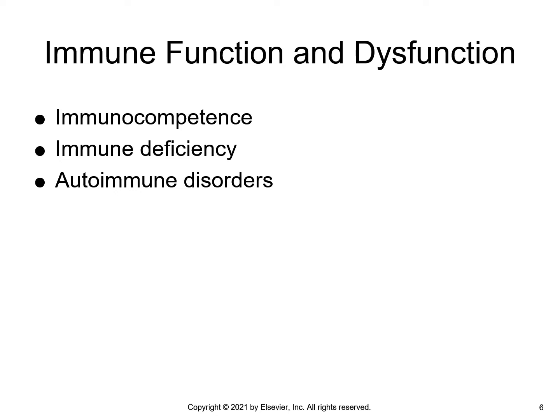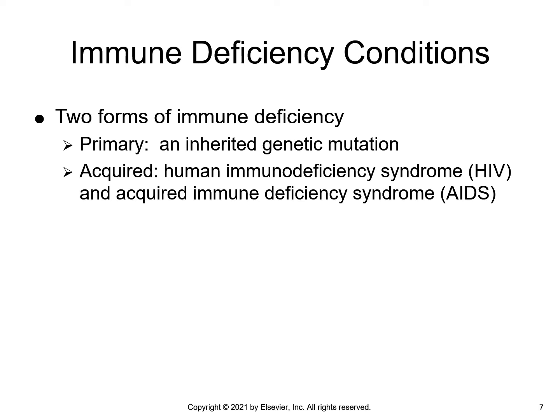Autoimmune disorders involve the overreaction or the hypersensitivity to the antigens from the external environment that cause the immune system to be unable to tell the difference between self, which are the body's own cells, and the non-self, which are foreign cells. In primary immune deficiency disorders, the cause is an inherited genetic mutation, and some primary immune deficiency disorders may be detected during infancy or early childhood.